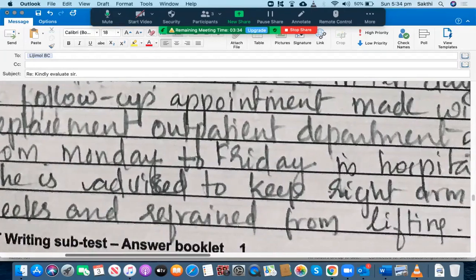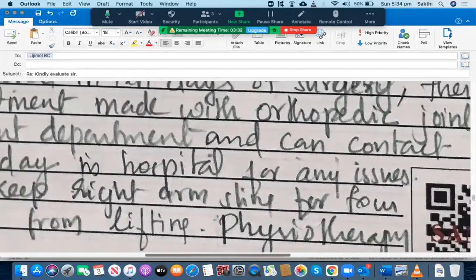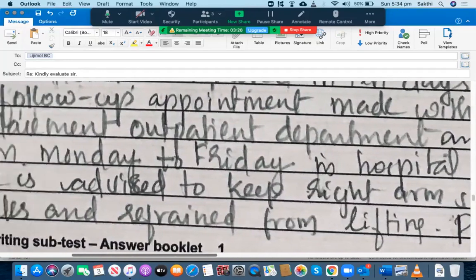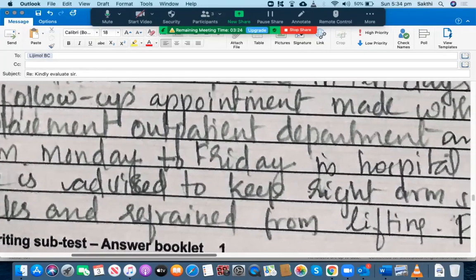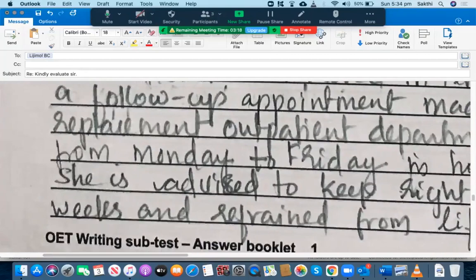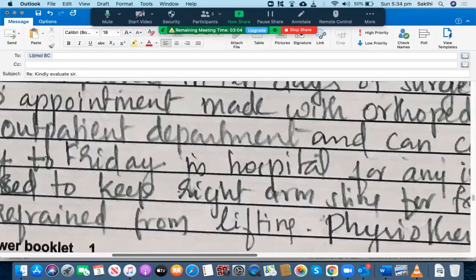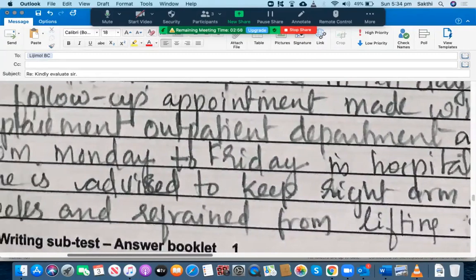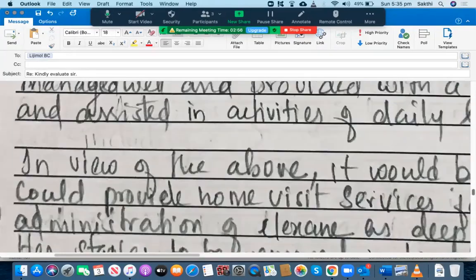That's okay. So she is advised to keep right arm sling for 4 weeks and refrain from lifting. Okay, in this case, she is advised to keep, and you are actually using the same form, to keep, you have to use the same form here as well for refrain. So it's going to be to refrain, and refrain from. So she is advised to keep right arm sling for 4 days and she is advised to refrain from lifting. Do you understand? So refrained is wrong.